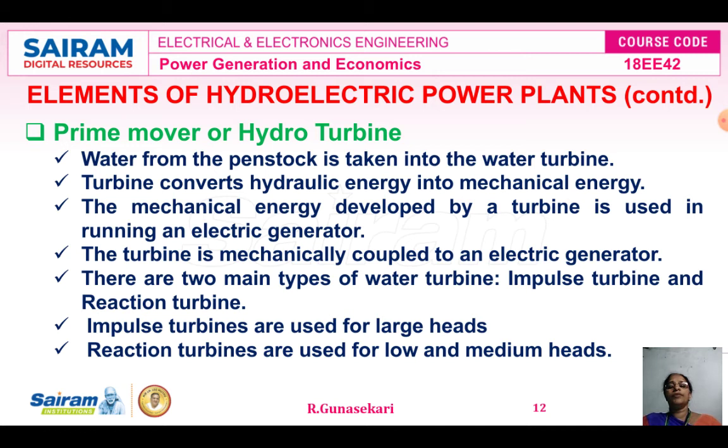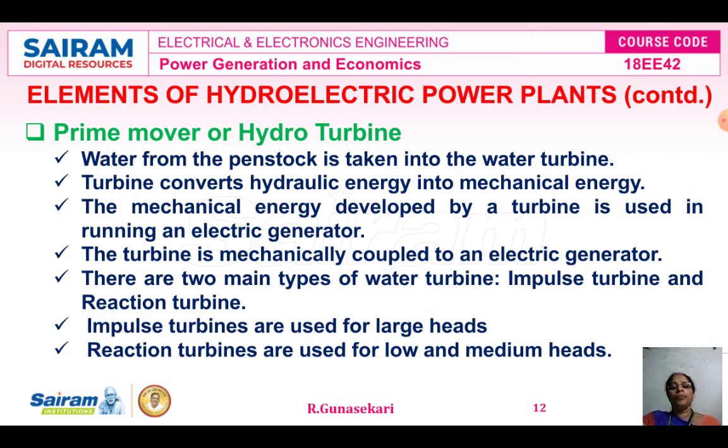The water from the penstock is taken into the water turbine. The turbine is used to convert hydraulic energy, that is the kinetic energy, into mechanical energy. This mechanical energy developed by the water turbine is used to run the electric generator, because the turbine shaft is mechanically coupled to the electric generator.